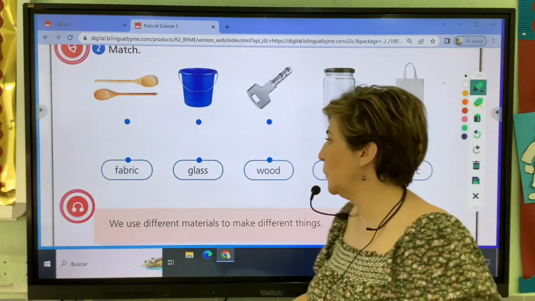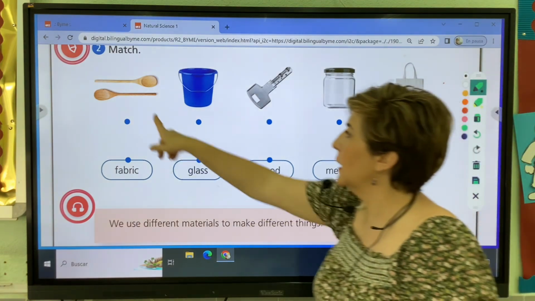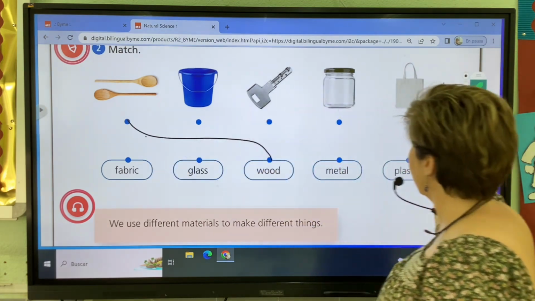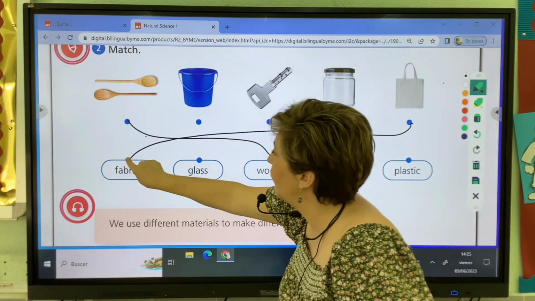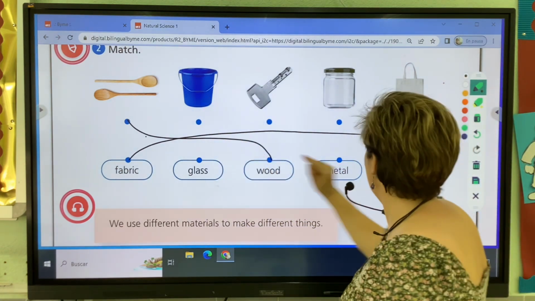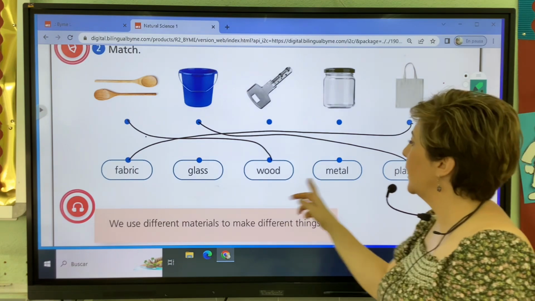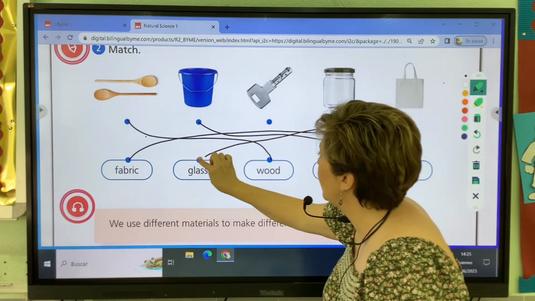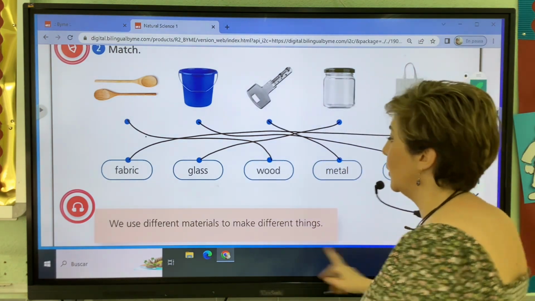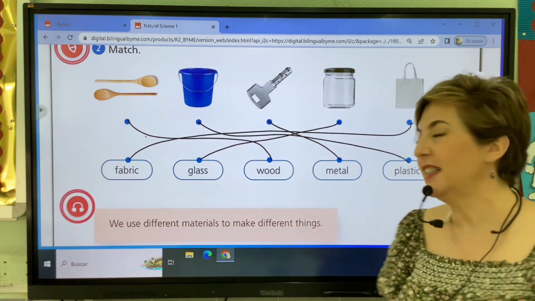Let's quickly do this. We've got fabric, glass, wood, metal, and plastic. Those spoons are made of wood. This bag is made of fabric. A bucket is made of plastic. But a bucket could also be made of metal. This jug is made of glass, and the key is made of metal. We use different materials to make different things.